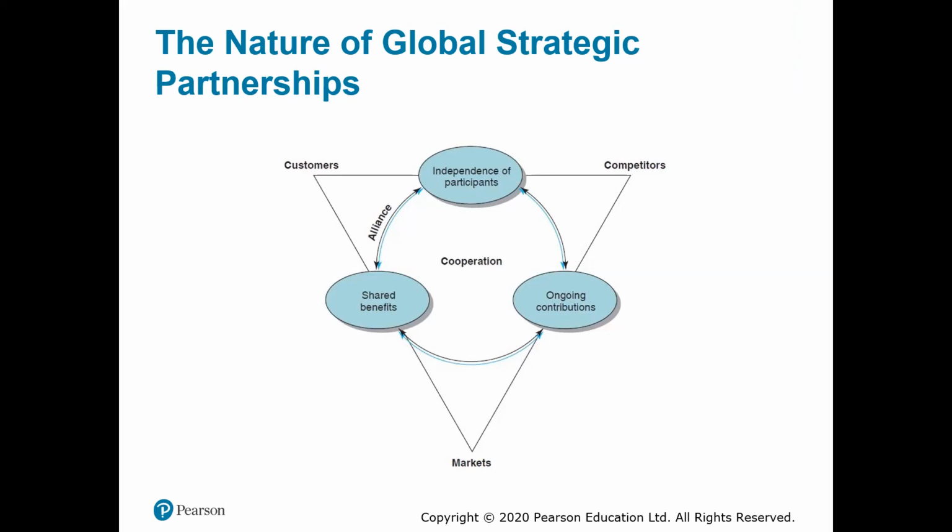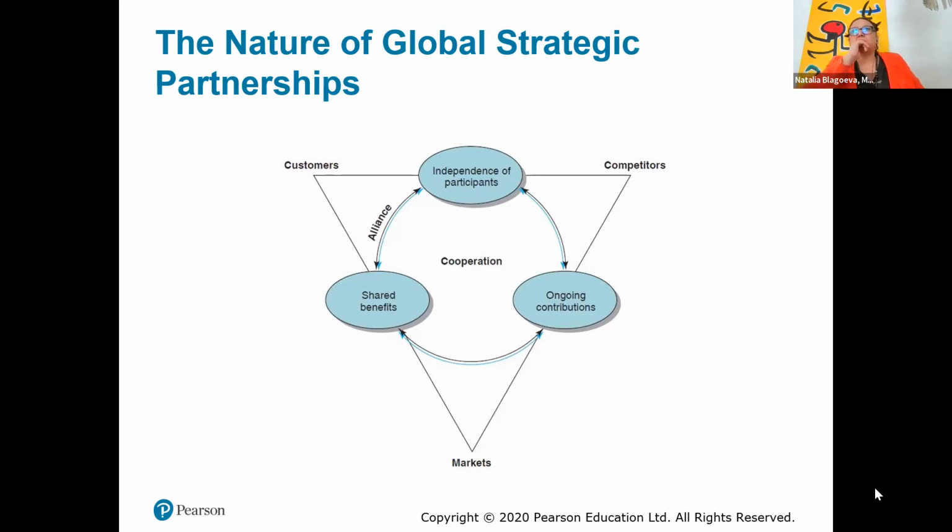So when we talk about the nature of global strategic partnerships, we can look at the independence of participants, the shared benefits, and ongoing contributions. Depending on how we define it, how deep we go on each one of these, this defines the different nature of the partnerships.